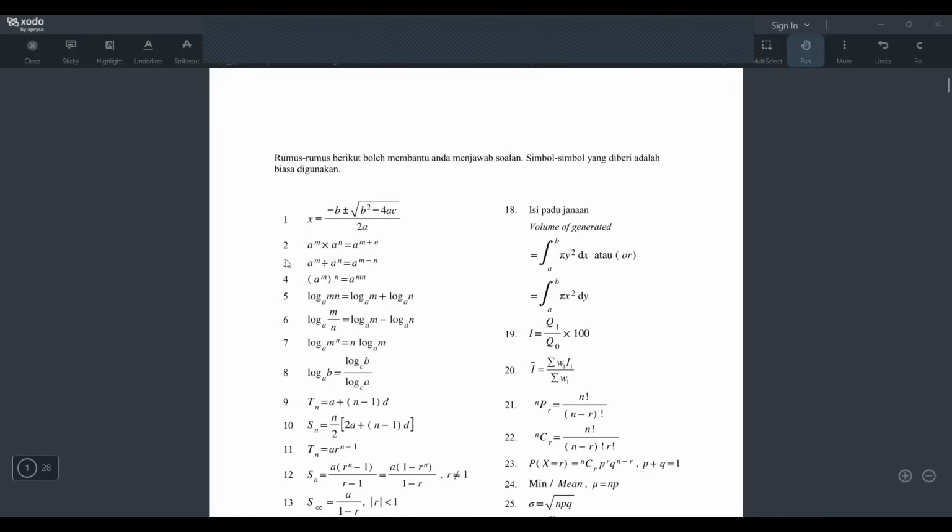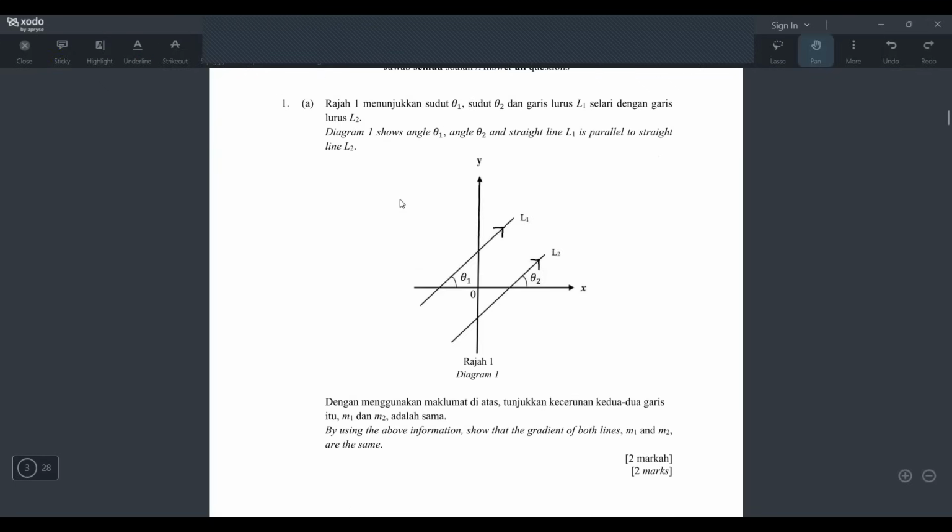Hi everyone, I'm going to go through the Addmaths paper today. So this is the trial Addmaths paper and it's the Melaka paper, right? It's the Melaka paper 1 for trial 2023. Okay, so let's skip the formula and then start.